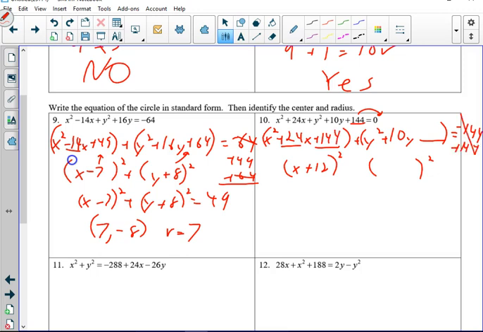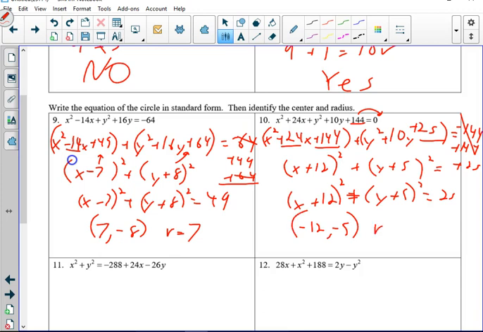Nice thing is right now, those cancel each other. y plus 5, half of 10, square it, 25. So when I clean this up, I have x plus 12 squared plus y plus 5 squared equals 25. So my center is at negative 12, negative 5, and my radius is 5.